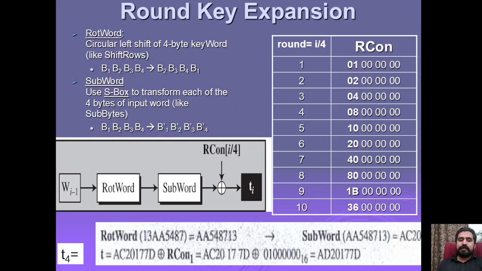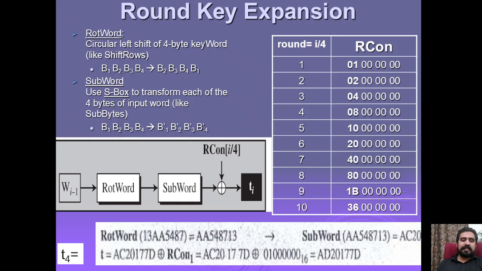Similarly, the second one is SubWord. The substitution word routine is similar to the SubBytes transformation, but it is applied only to the 4 bytes. The routine takes each byte in a word and substitutes another byte for it.